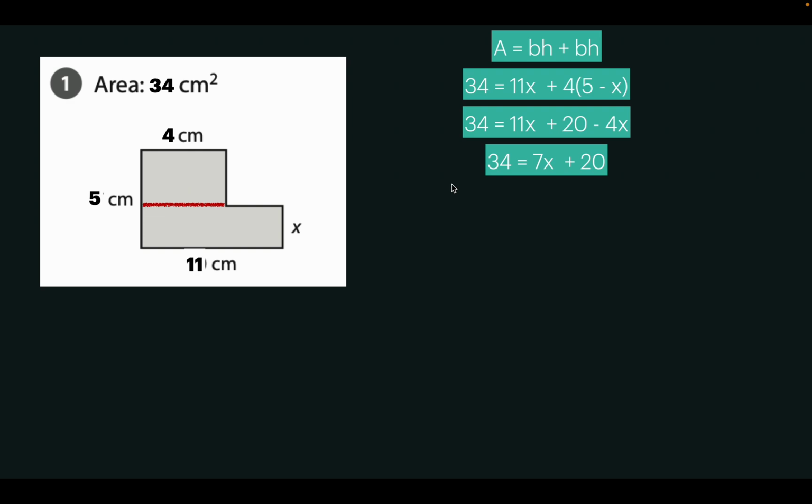How do I solve for the variable? By doing inverse operations. My inverse operations, I have to get rid of addition and subtraction first. So I've got to subtract 20 on both sides. After I subtract 20 on both sides, I then divide by 7 on both sides. What I want you to do now is pause the video, finish copying this down, solve for the variable x. Once you're done solving for the variable x, come back to the video.